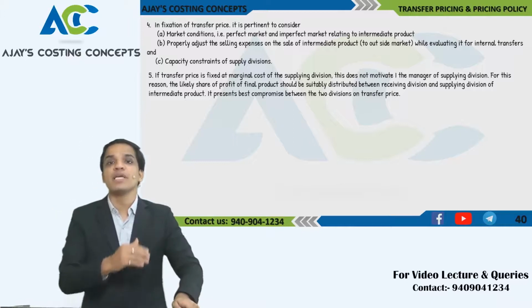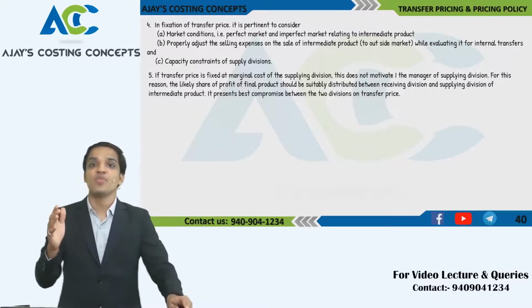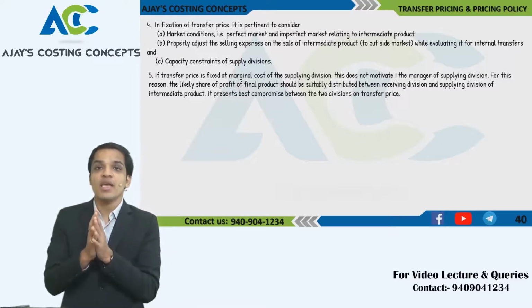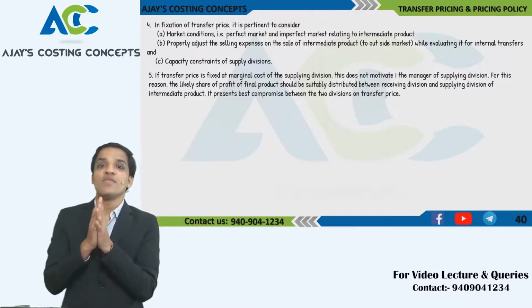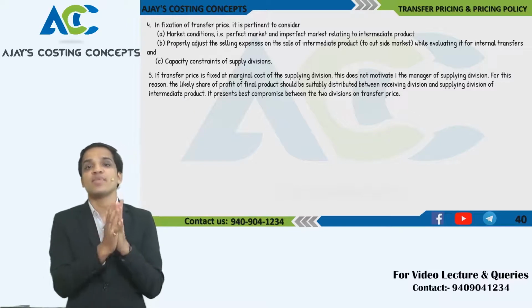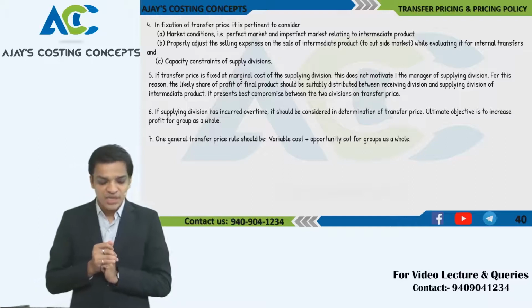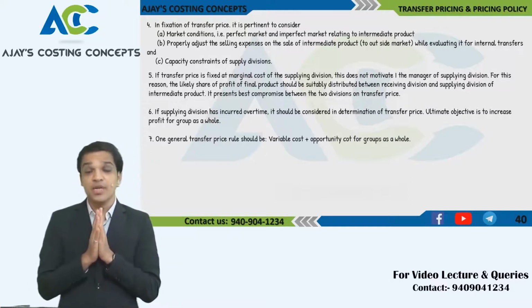So the transfer price you need to decide should be 100 rupees on the basis of your transfer, so that your division A also gets motivated, your division A manager is also motivated, and the profit is shared with them as well. If the supplying division has incurred overtime, it should be considered in determining the transfer price.